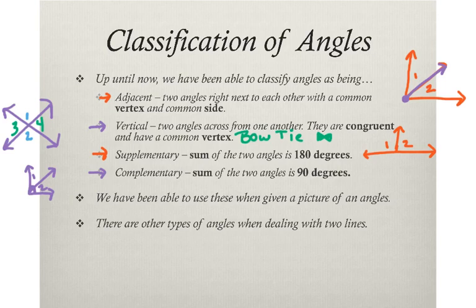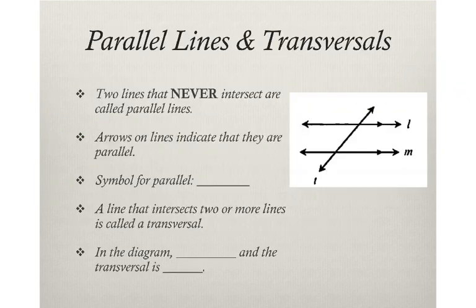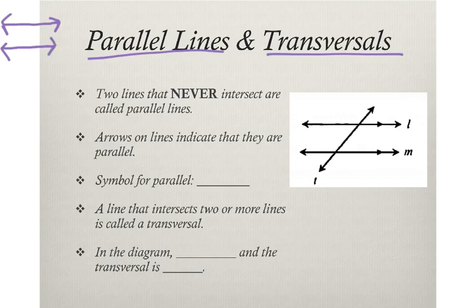So we have also been able to use these when you're given pictures of angles, being able to recognize them, like how I drew all the pictures here. Now there's other types of angles when dealing with 2 lines. And that's what we're going to talk about now: parallel lines and transversals. Now real quick, just a reminder, parallel lines are never going to intersect with one another. So if I draw those 2 lines right there, they're going to be parallel to one another because they're not intersecting and they're never going to intersect.